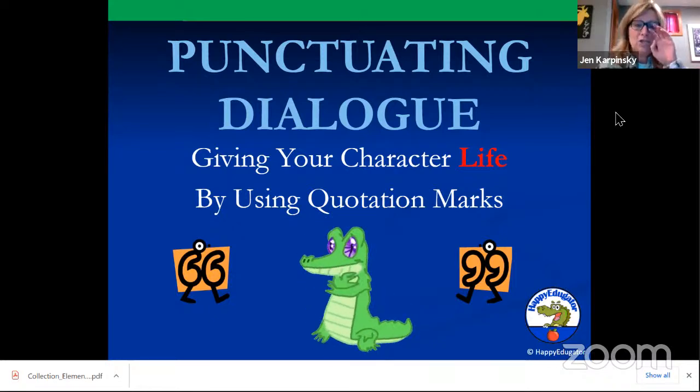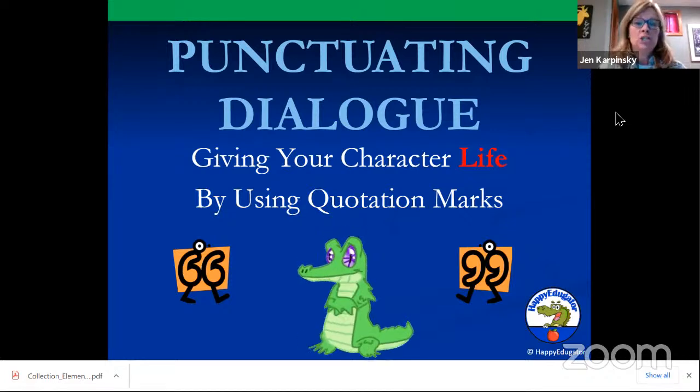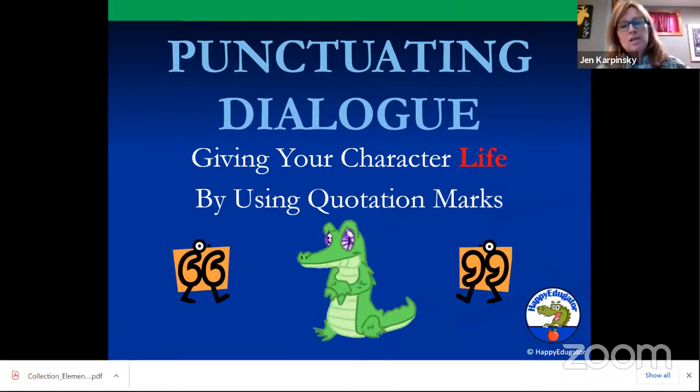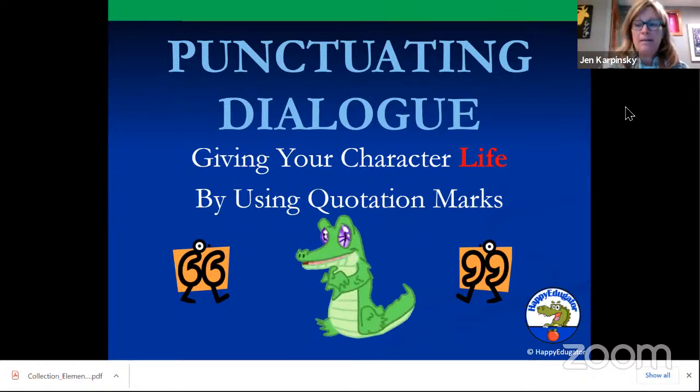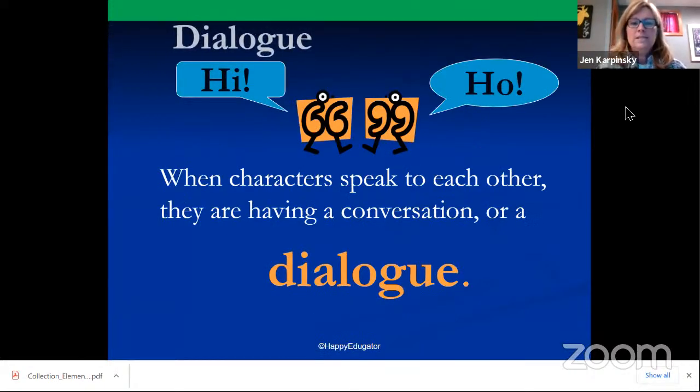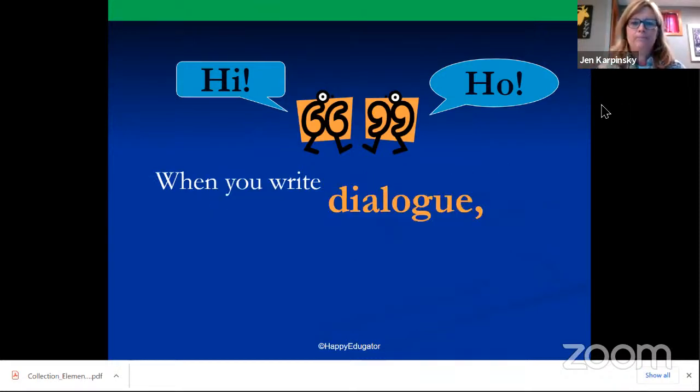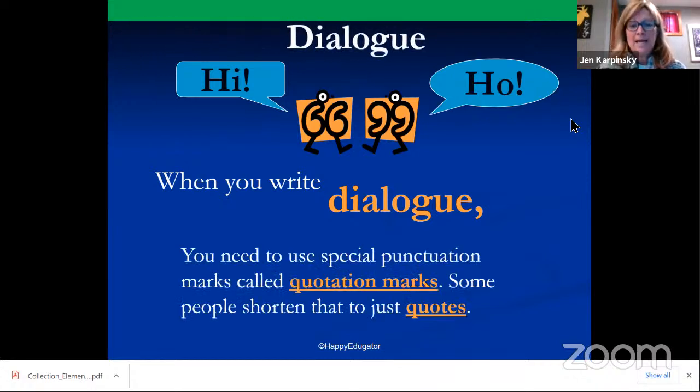So part of the expectation for fourth grade is that you have already learned how to use dialogue and put dialogue into your stories last year in third grade. So now this year, it's expected that you can do that. For example, dialogue is when characters speak to each other. They have a conversation. Another word for conversation is a dialogue, when two people are speaking to one another. When you write dialogue, you need to use special punctuation marks called quotation marks, or sometimes we call them quotes.